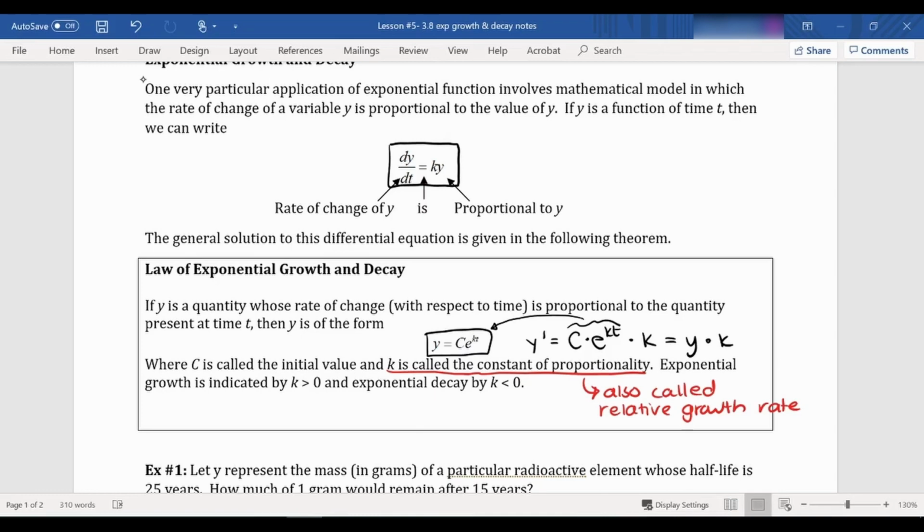What this means is that your original value y is proportional to the rate of change. Okay? So if y is a quantity whose rate of change with respect to time is proportional to y, then y has to be of this form. If we had a different form, we wouldn't get ky when we're done. So y equals c e to the kt. C is your initial value. K is your constant of proportionality or your growth rate. Y prime would be your rate of growth.